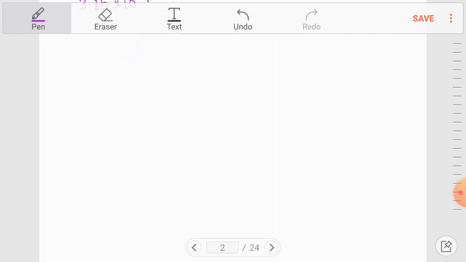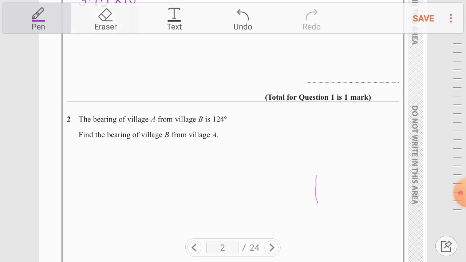Question number 2. The bearing of village A from village B is 124 degrees. Find the bearing of village B from village A. Here we always need to notice where the word from is. Here the word from is before village B, so the angle that is 124 degrees will be at village B. Let me draw a diagram for this.